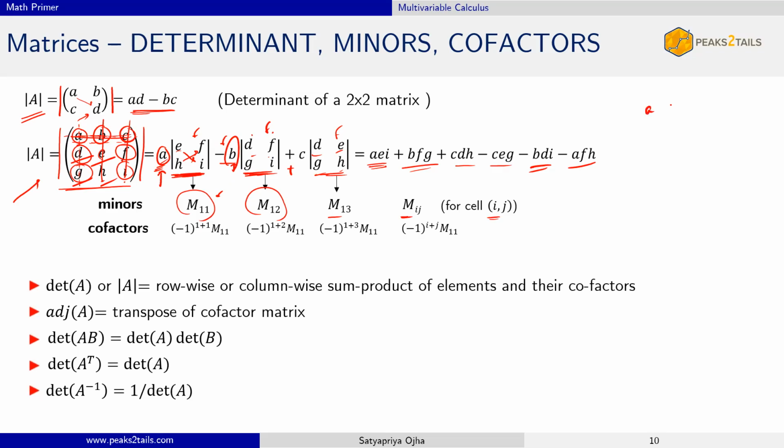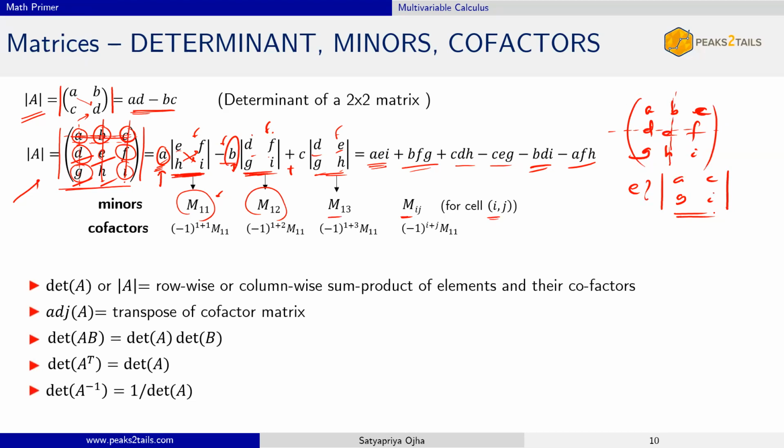And just so that you're following, A, B, C, D, E, F, G, H, I, right? If I ask you what is the minor of, say, E, how do you do it? Cover the column, cover the row. What do you get? A, C, G, I. That's the minor of E. Is minor clear, guys?